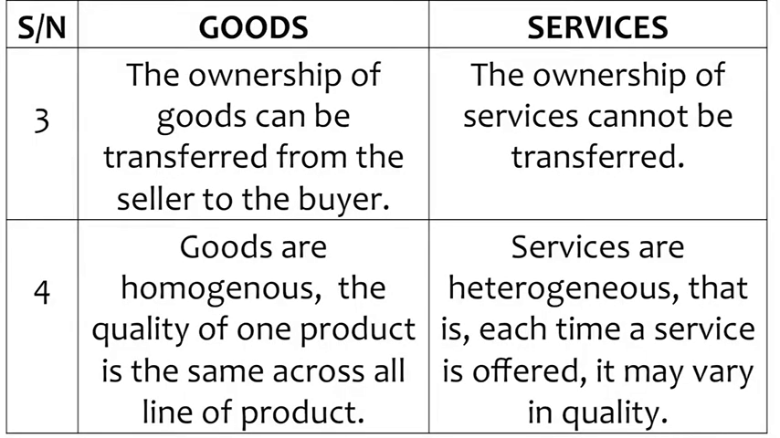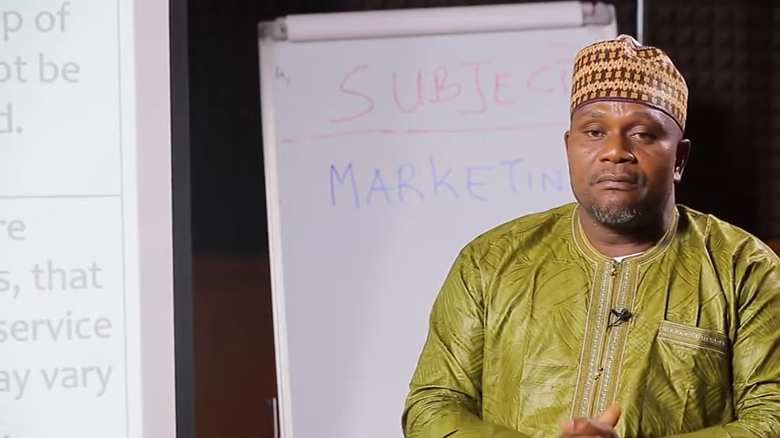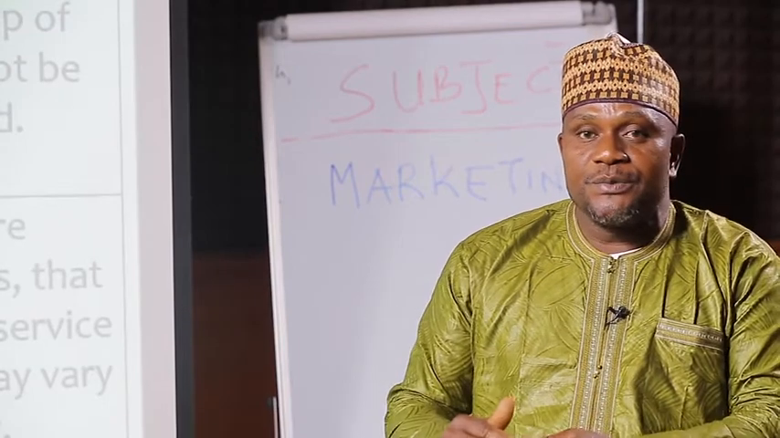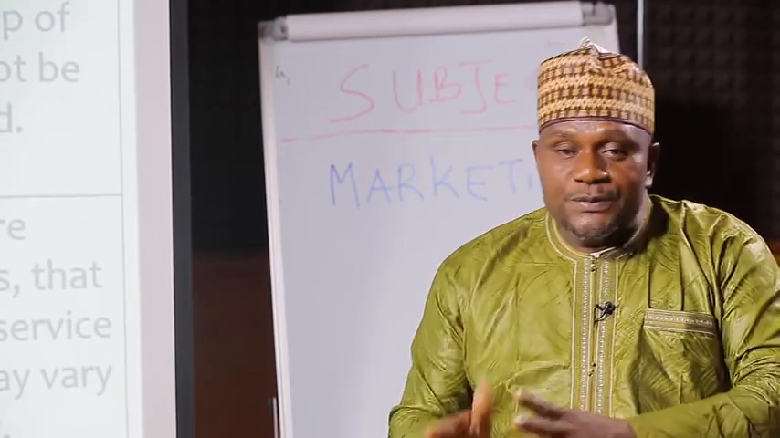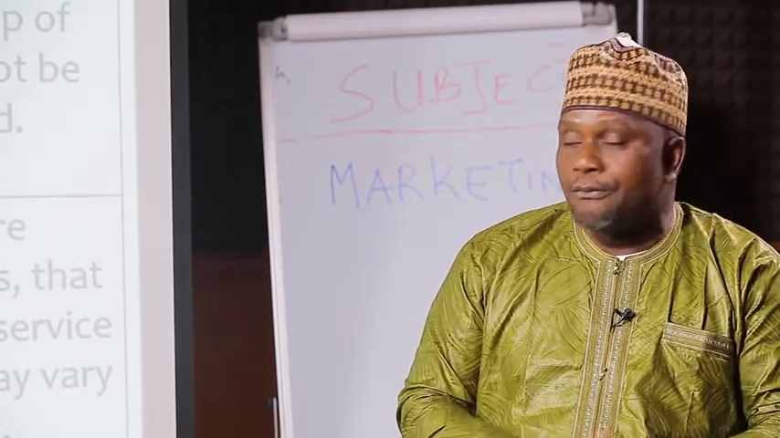Number 4, part of the good, which is goods are homogeneous. The quality of one product is the same across all lines of product, while in service is heterogeneous. That is, each time a service is offered, it may vary in quality. Homogeneous in this context simply means the same. The word homo simply means the same, one, while heterogeneous simply means different. The difference between both homogeneous and heterogeneous is the price and price variation.